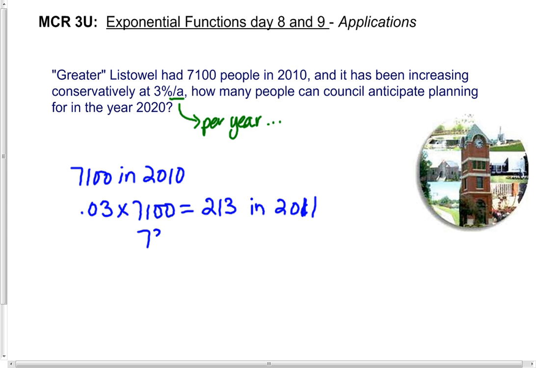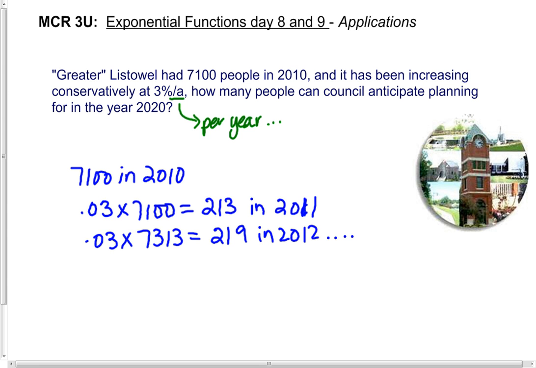7,313, and we would add another 3% to them. That would be 219.4 people. I don't know how you get 0.4 people. Don't point fingers at anybody. 219 people. So this would be for 2012. We would add that many, and so on. There's got to be a better way to do this.